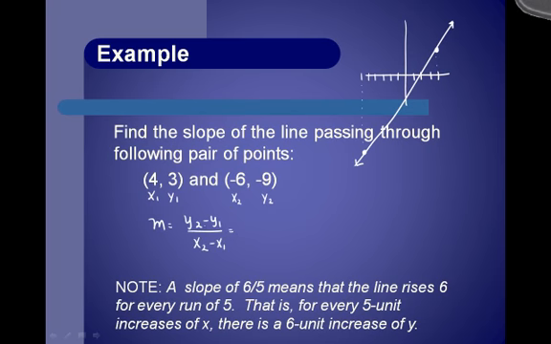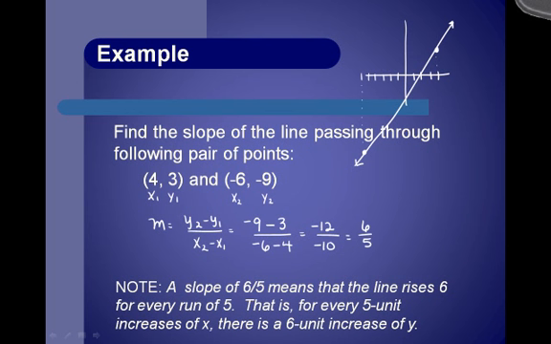So when we plug it in, that means the second y value, which is negative 9, minus the first y value, which is 3, over the second x value, which is negative 2, minus the first x value, which is 4. So up on the top we get negative 9 minus 3, which would be negative 12, divided by negative 6 minus 4 would be negative 10. Well, negative 12 over negative 10 would reduce to give us 6 over 5.